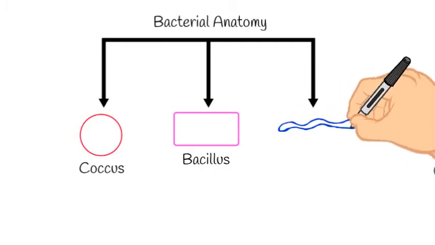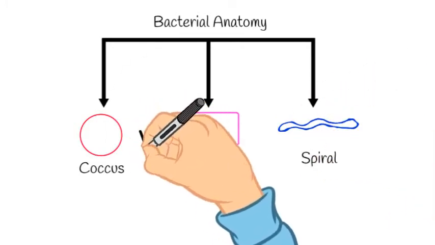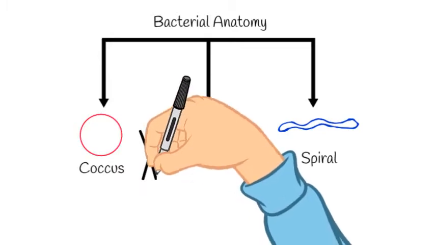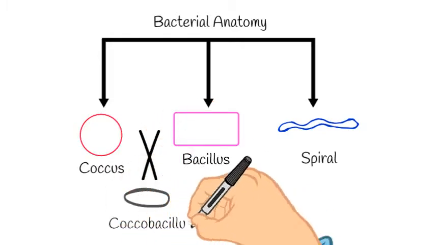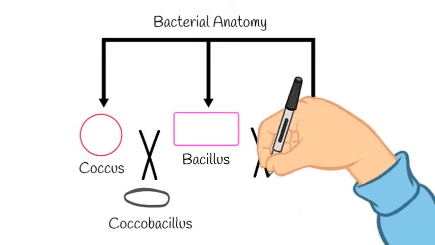Now that we've tackled the main bacteria, I can introduce the two bacteria that are crossovers between the coccus and bacillus, which is coccobacillus, and the spiral and bacillus crossover, which is the vibrio.